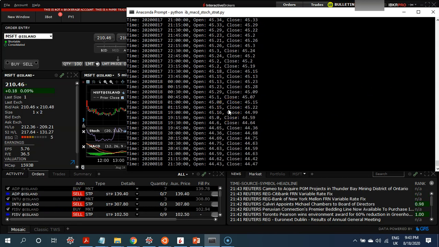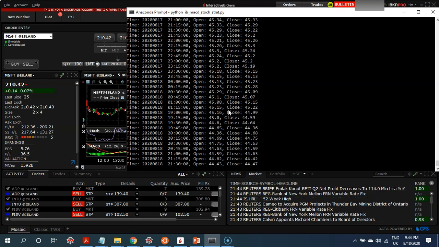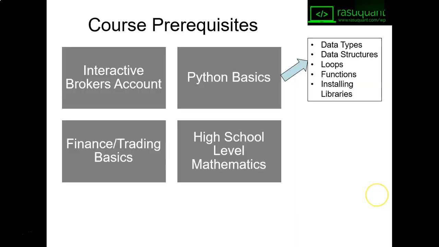By the end of this course, you will be able to compose these codes, which will allow you to interact with Interactive Brokers servers programmatically, extract data, perform analysis, place orders, manage your account, and do a whole lot of things programmatically. However, this course has some prerequisites. The most important prerequisite being that you should have an Interactive Brokers account.